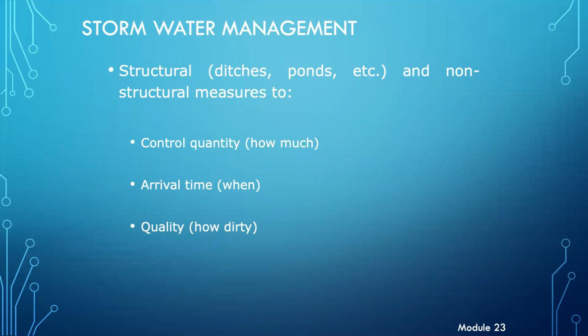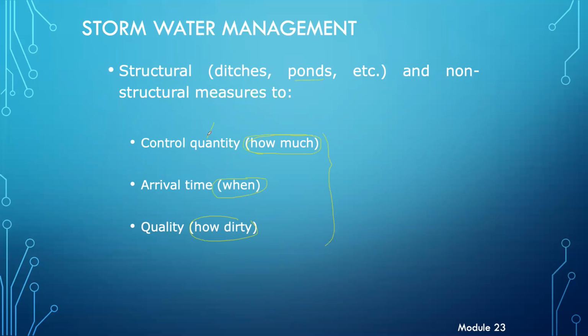conceivably contribute to it. So stormwater management itself, as we've discussed earlier, comprises structural and non-structural measures that have three main goals in life: to control how much, so that's a quantity control, when it arrives, and how dirty it is. And as an example, to some extent, we can control all three using a detention pond.